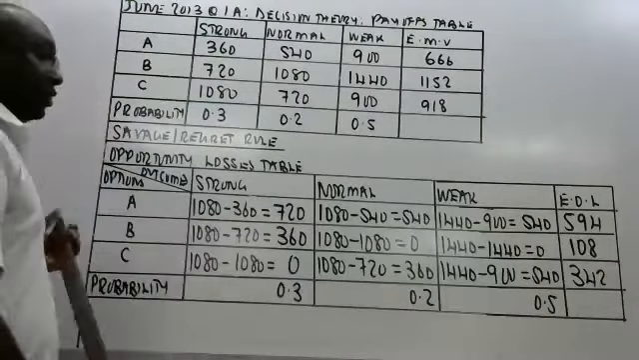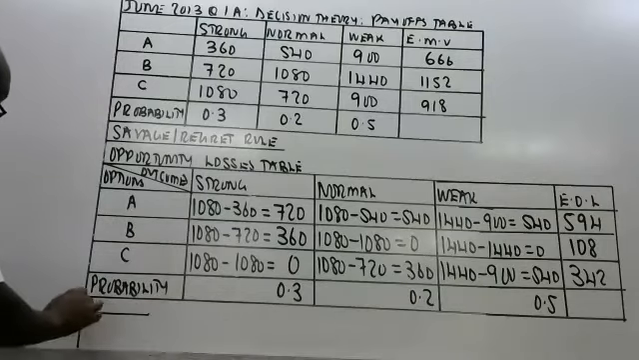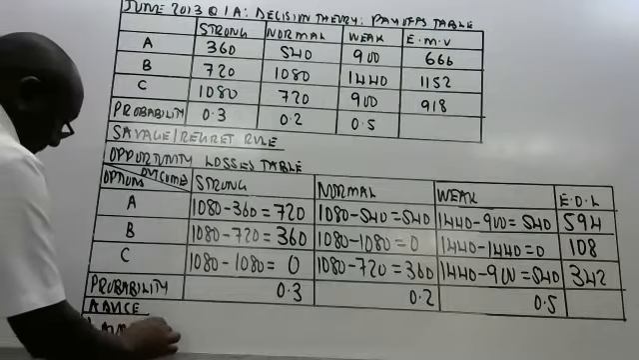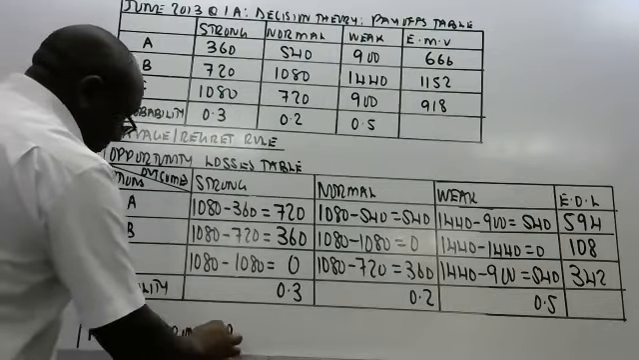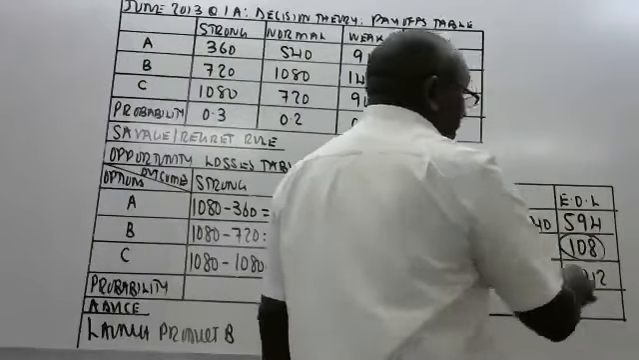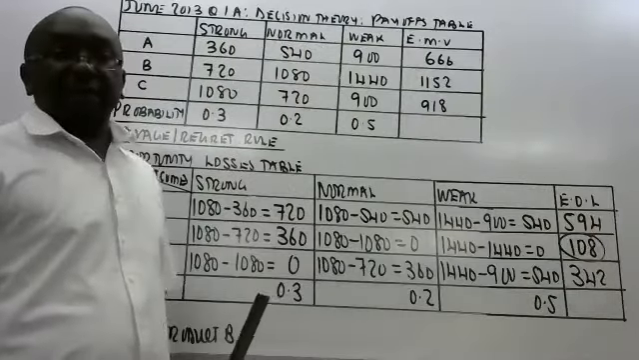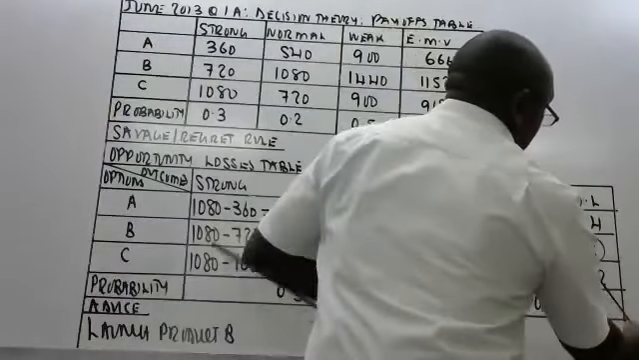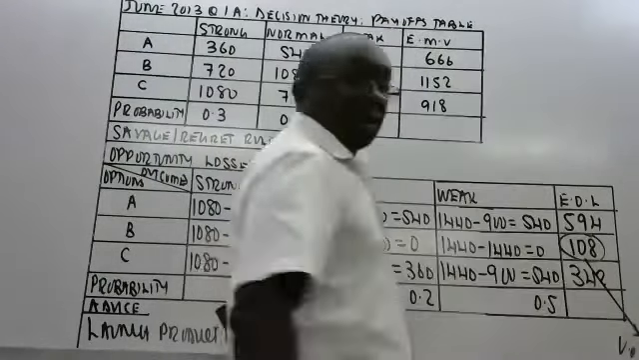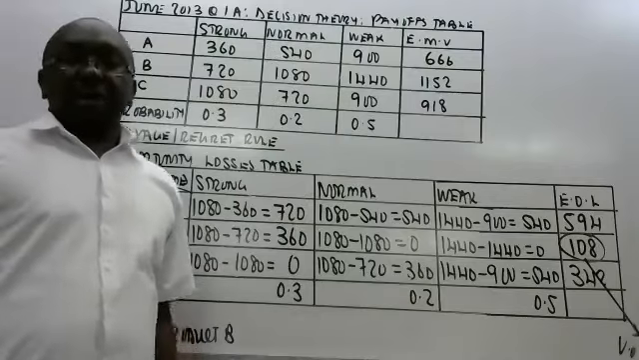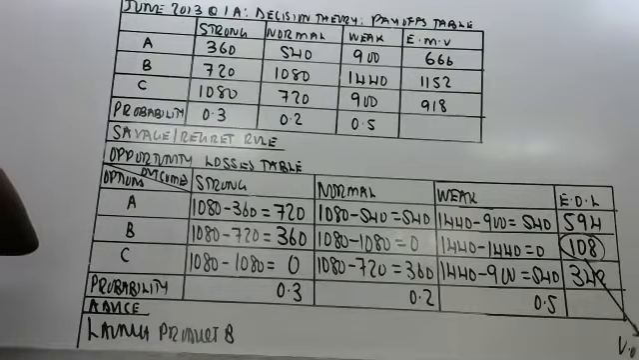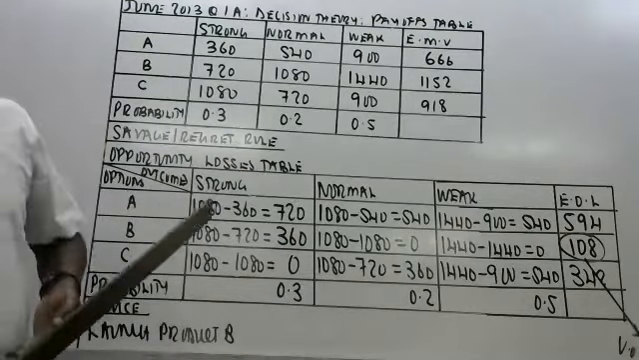So the advice is that we go for the lowest. The lowest is that we should launch product B. We should launch product B as the lowest. And this lowest here is also the value of information. That lowest is the value of information.